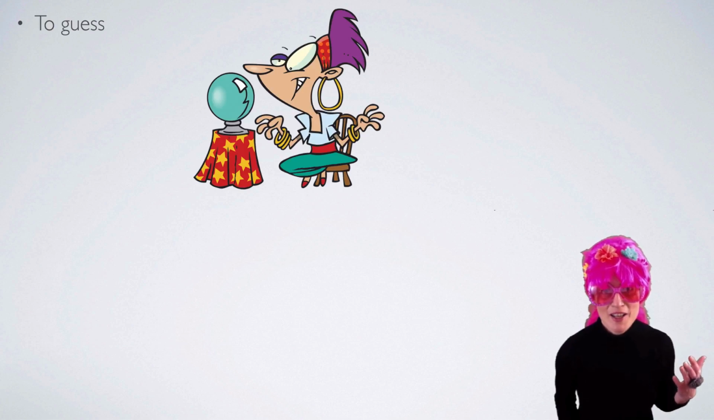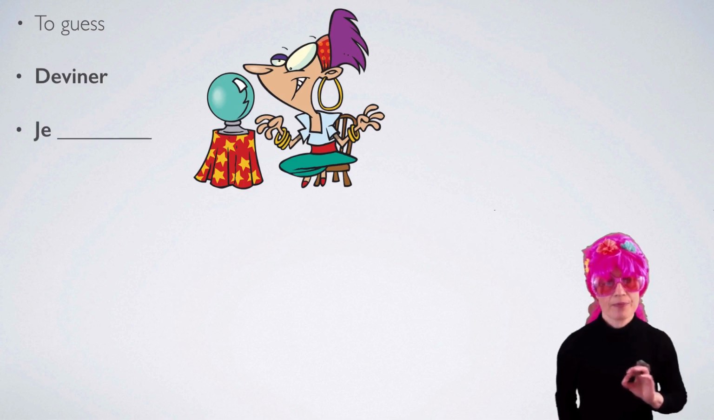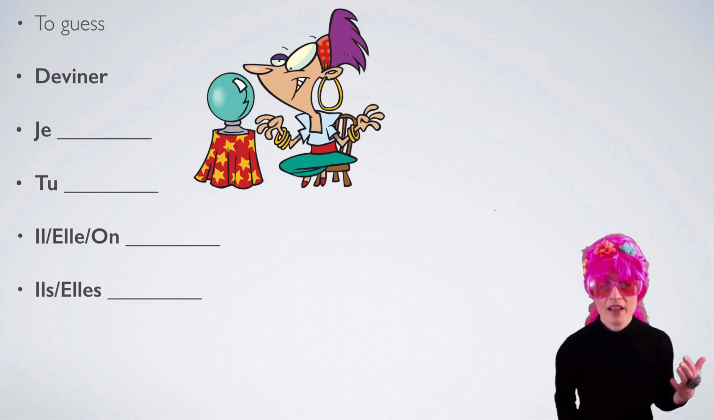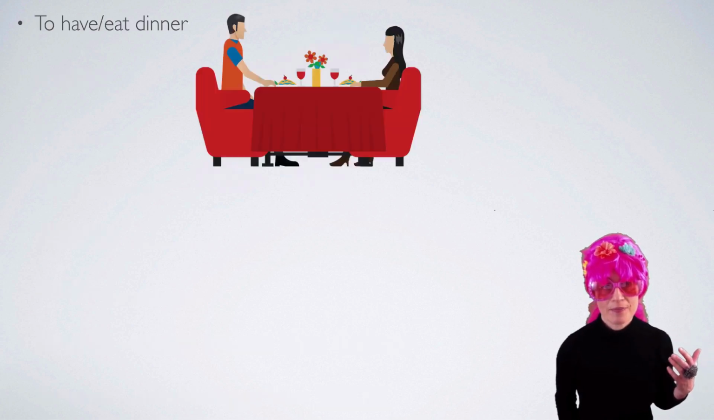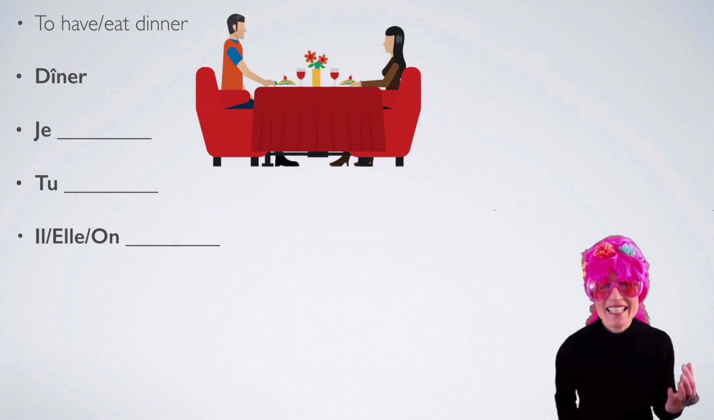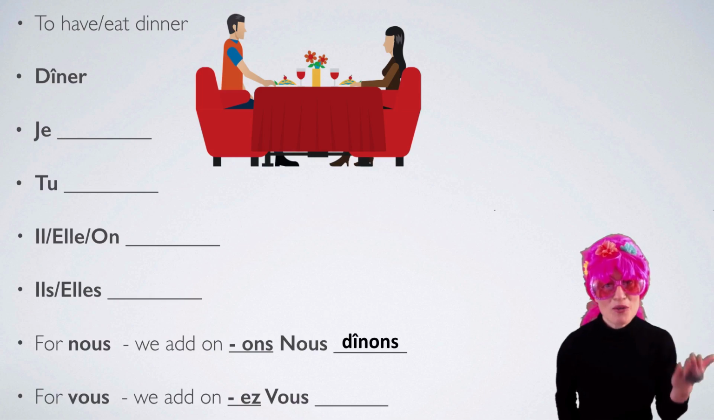To guess is, think of divinity, deviner. Je devine. Tu devines. Il, elle, on devine. Il, elle, as in they, devine. Nous devinons. Vous devinez. To have or to eat dinner. Again, you can say to dine in French, commonly used. Dîner. Je dîne. Tu dînes. Il, elle, on dîne. They, il, elle, dîne. Nous dînons. Vous dînez.